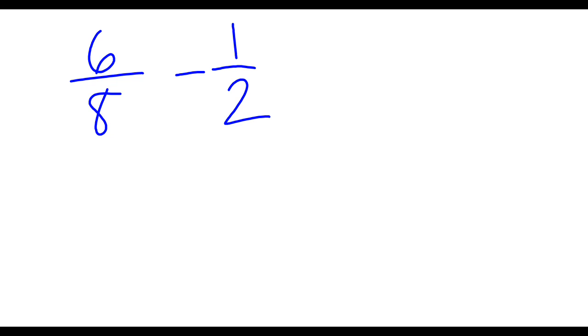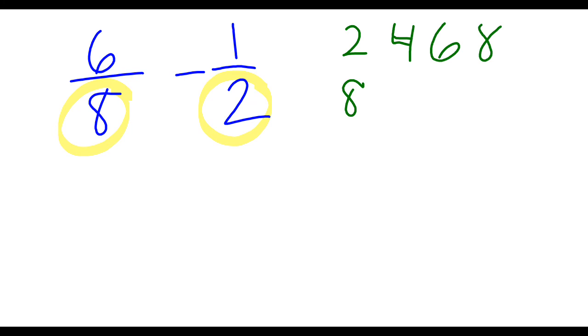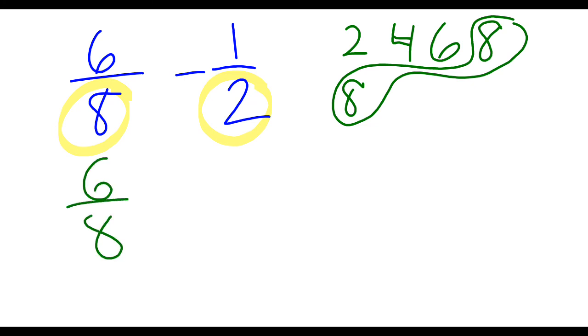This is going to be my last example for today. So in this example, I've got 6/8 minus a half. So again, my denominators are 8 and 2. I'm going to list the multiples of 8 and 2. So let me put those down. 2, 4, 6, 8. Oh, look at that. 8 and 8. That's wonderful. I don't have to change this one at all. It's already eighths. But I do need to change the second one, a half.